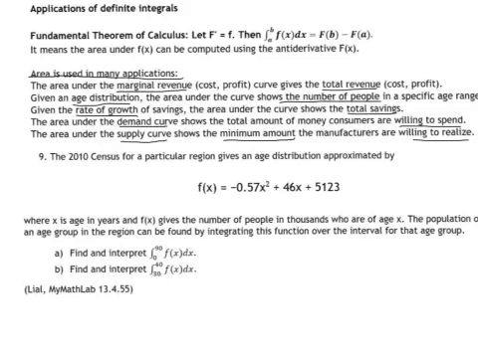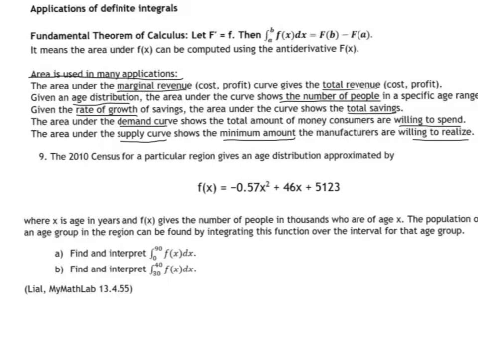Question 9 says the 2010 census for a particular region gives an age distribution approximated by this function, where age is x in years, and f of x is the number of people in thousands who are of that age. So this becomes important if you're going to be launching a product or a service. You're going to want to see what your demographic looks like in the area where you're going to start that business. So if you're starting a business that's specific for a certain age group, you're going to want to see how many people are in this population in that age group.